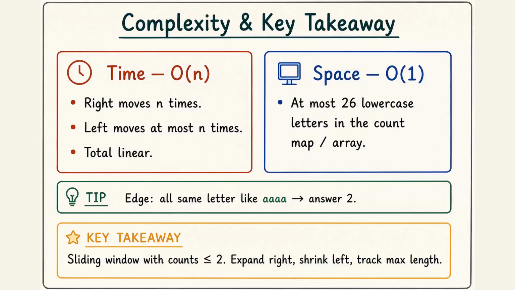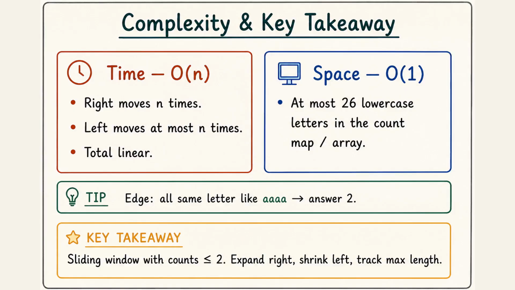Time is O of n, because the right pointer moves n times and the left pointer moves at most n times. Space is O of 1, because there are at most 26 lowercase letters in the count structure. Edge case. If the string is all the same letter, like BBBB, the answer is 2.